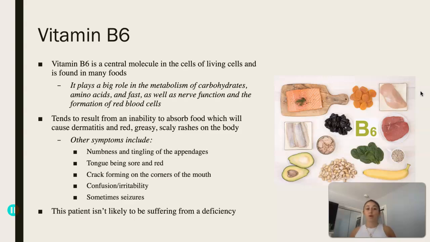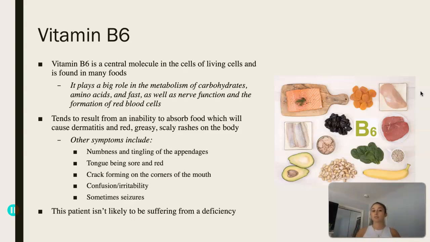A lot of vitamin B6 deficiencies go hand in hand with other vitamin B deficiencies, but I don't really think that has anything to do with this case. Vitamin B6 deficiency also tends to result from an inability to absorb food, which will cause inflammation of the skin or dermatitis, and red, greasy, scaly rashes all over the body. Some symptoms include numbness and tingling of the appendages, a sore and red tongue, cracks forming on the corners of the mouth, confusion, irritability, and sometimes seizures.